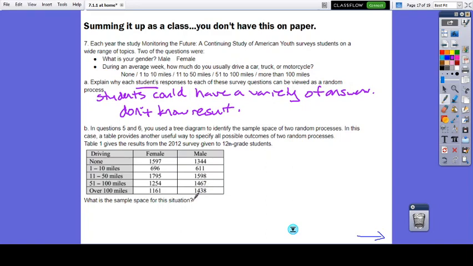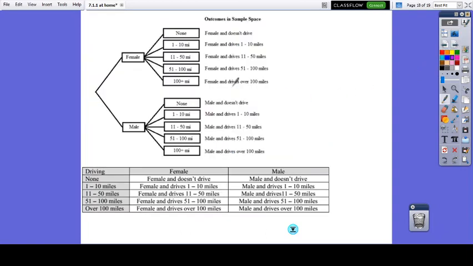So what some people will say is that the sample space in this case is none, 1 to 10, 11 to 50, and so on. But that's not actually true. In this case, the sample space comes from what would happen with the tree diagram. You have two random processes happening. There's either female or male, and there's an amount of driving that they're doing. So these are all of your outcomes. Your sample space in this case would be inclusive of everything that's in here. If you want to look at it in the form of a chart, you can look at it right there and see those different outcomes. But there's two choices and there's 5, and 2 times 5 is 10. So there's 10 things in the sample space there.